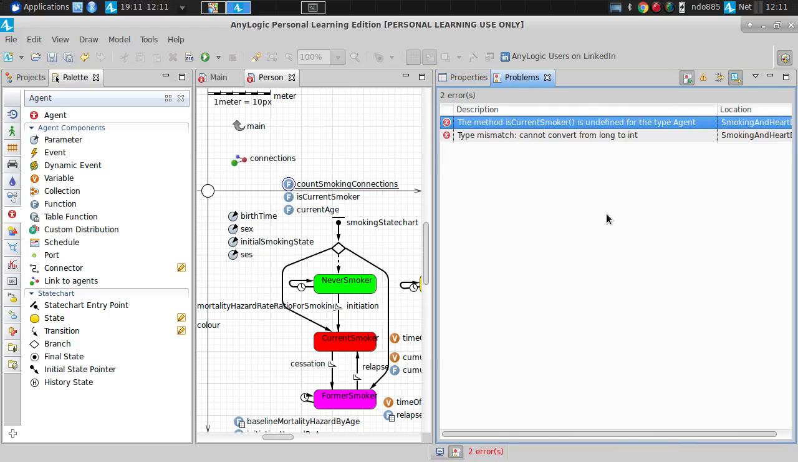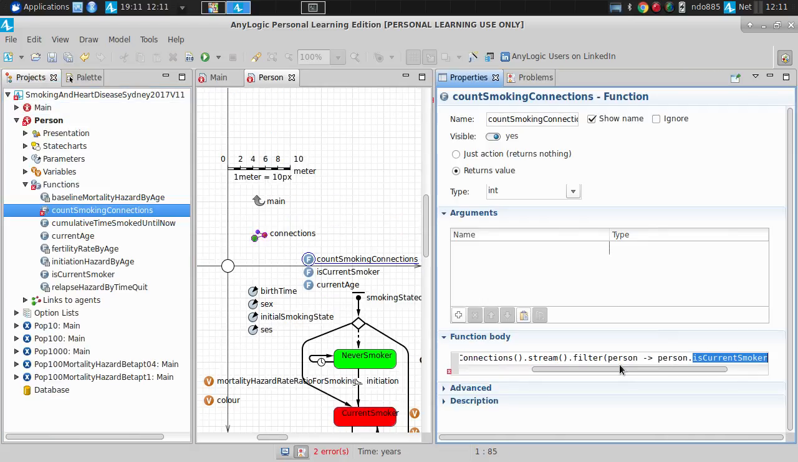Nifty or not? Oh, look at that. "Is current smoker" is not defined. Oh, yeah. Oh, I know why. Oh, it's a dumb thing. Okay. Sorry, folks. We have to do one more thing.